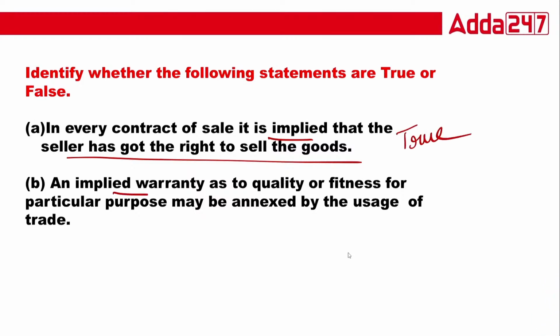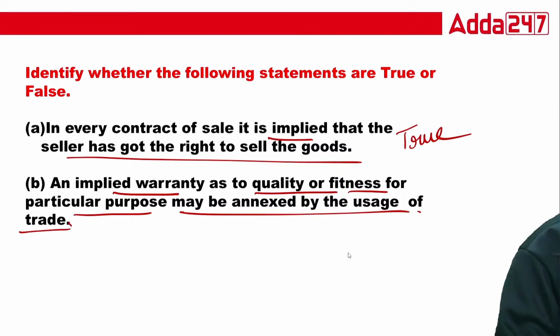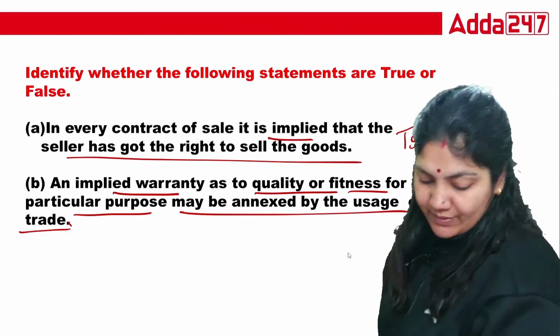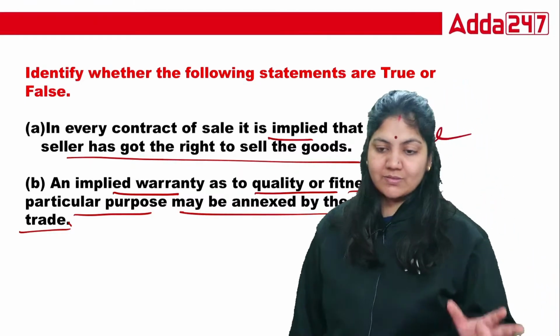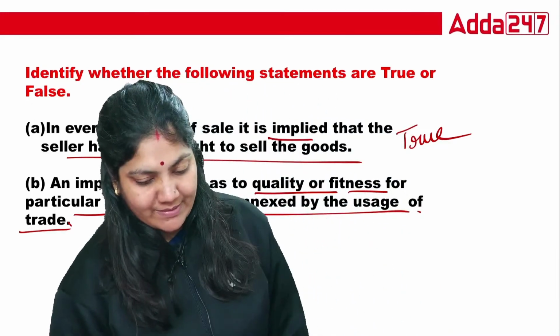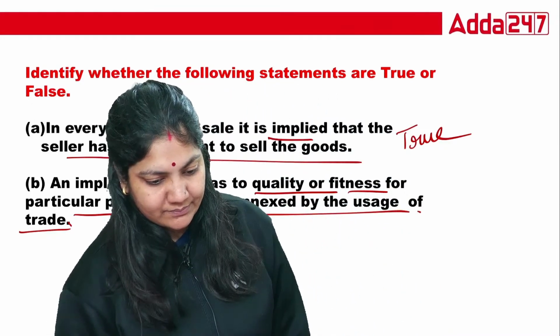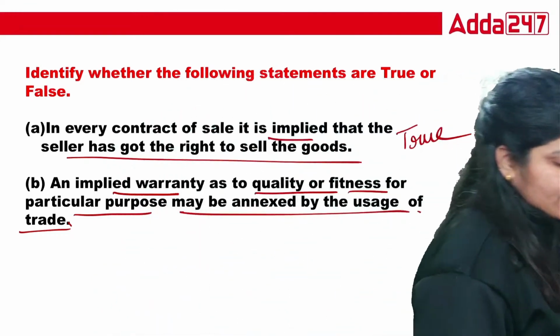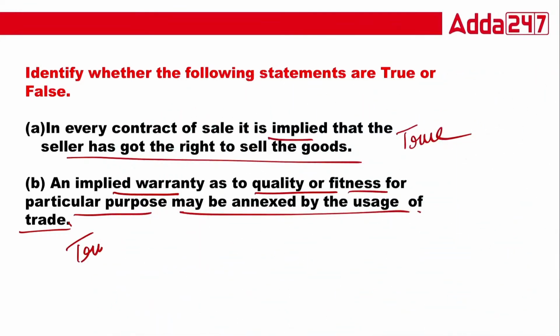An implied warranty as to quality or fitness for a particular purpose may be annexed by the usage of trade. Is that true or false? Implied means not written. Quality and fitness may be annexed by the usage of trade. Trade means the things that we are using. What is custom and usage? The things that we are using. So this is absolutely a true statement.